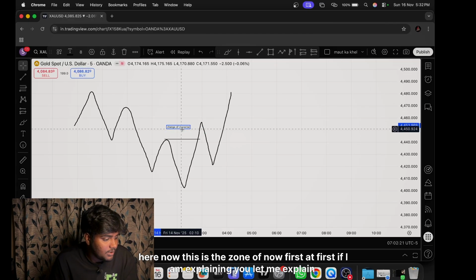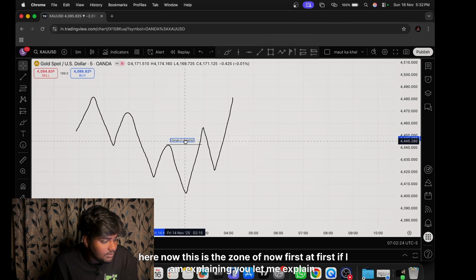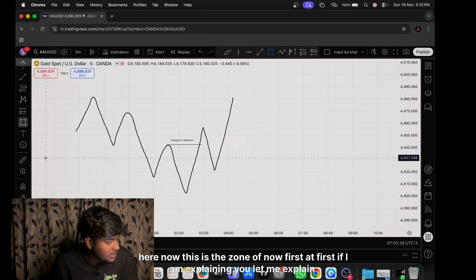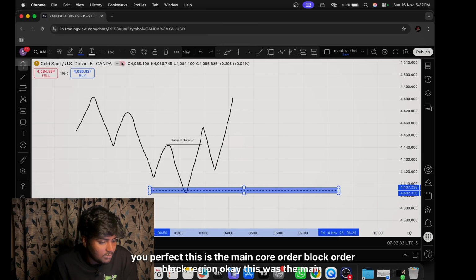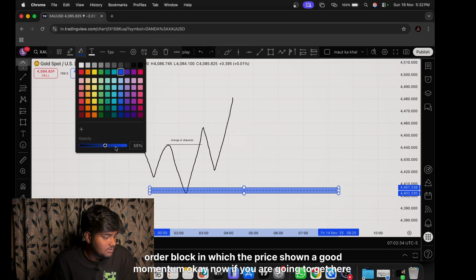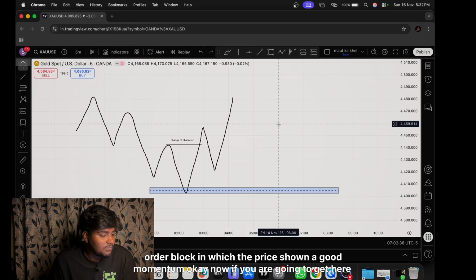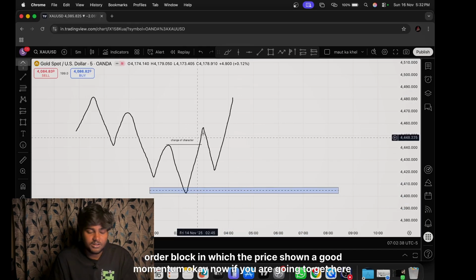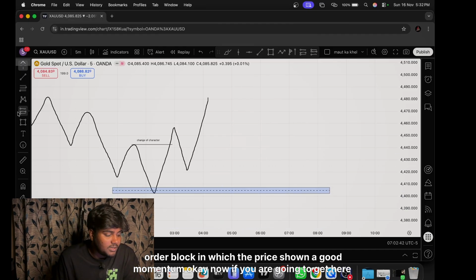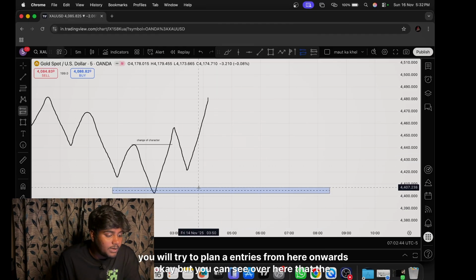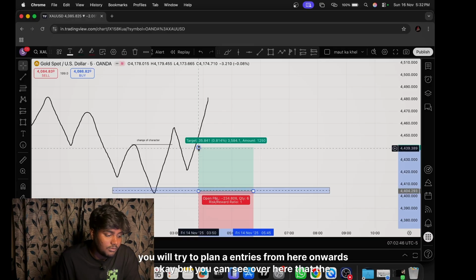This is where the change of character happened. Now this is the zone. At first, let me explain it perfectly. This is the main core order block region. This was the main order block in which the price showed good momentum. Now if you get here, you will try to plan your entries from here onwards.